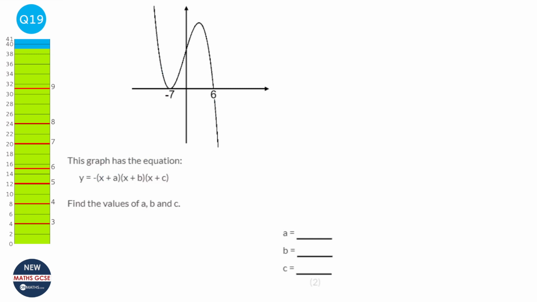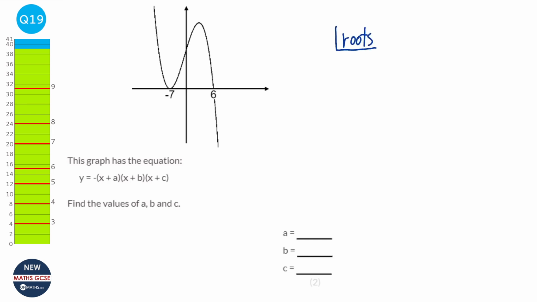Here we've got a cubic graph, and we're asked to find out what the equation would be if it was in this form here. So first of all, notice that we've got a negative cubic. A positive cubic looks like this. So we've got a negative cubic, and there is a minus sign there that just deals with that. So we don't need to worry about the fact it's a negative cubic, because that minus sign just means it's negative, fine. Next thing we want to do is find the roots.